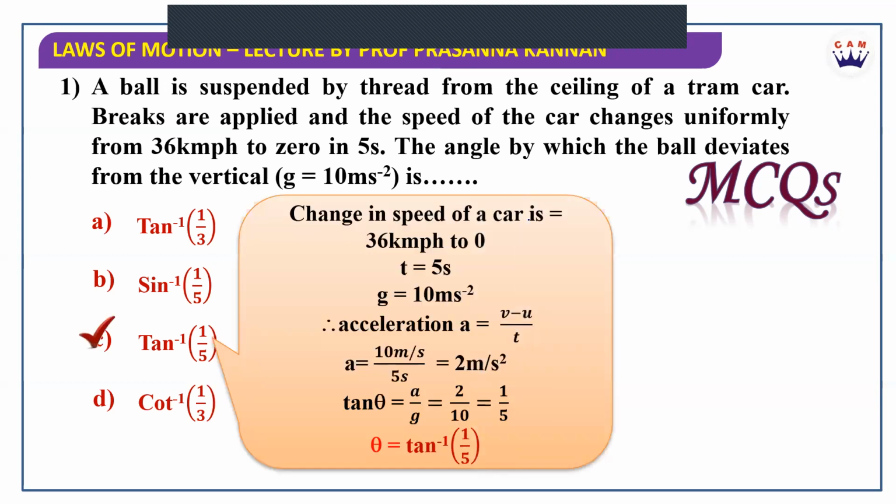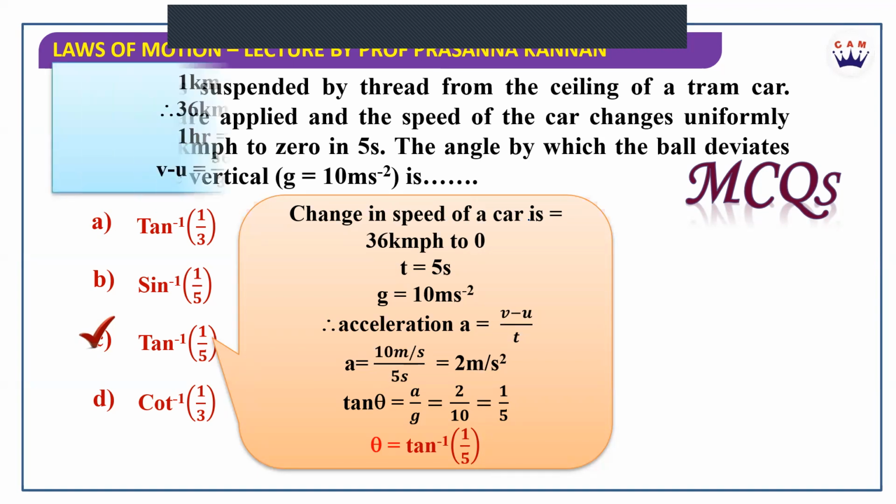I hope you understood what I said. Change in the speed of the car, 36 km per hour to 0. Either directly you can do 36 kilometer is 1000 meters. So 36,000 divided by hour. Hour runs how many seconds? Not 60 seconds. 1 hour is 60 minutes, 3,600 seconds. So you can directly divide that, you will get 10 meter per second. Acceleration is v minus u by t. When you substitute that, you get 2 meter per second square. Tan theta is a by g. Already we saw. So it's 1 by 5. Then theta is equal to tan inverse of 1 by 5. So that's the third option.